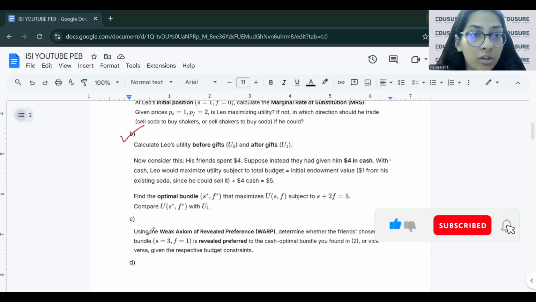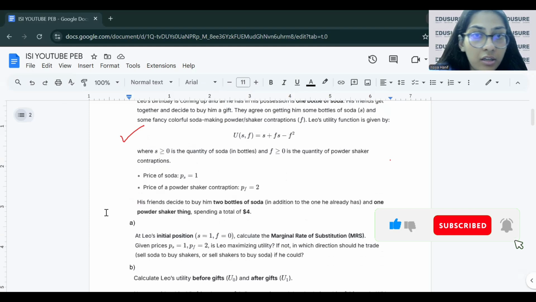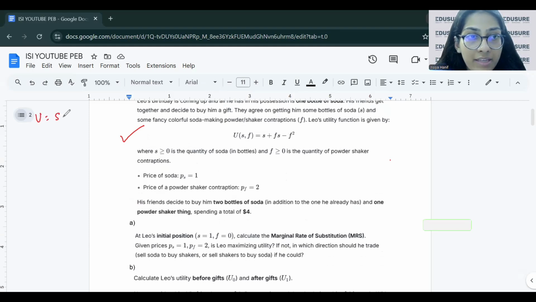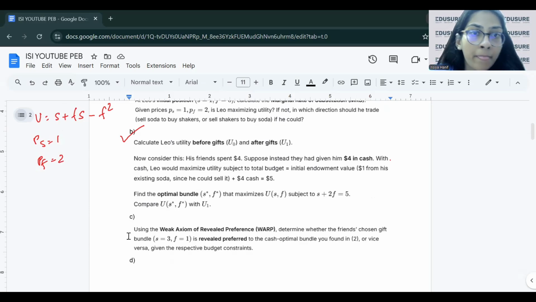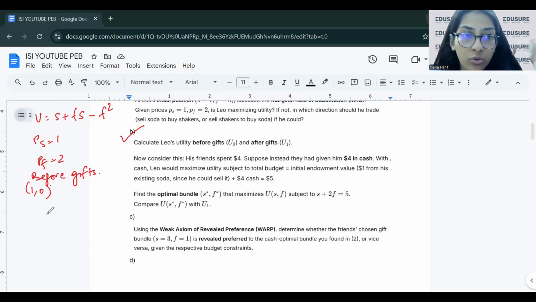Okay, so let's go back to the utility function. What was it? U is equal to S plus Fs minus F square. PS was equal to 1, PF is equal to 2. Okay, let's go back to part B. Leo's utility before gifts: before gifts he had 1, 0, right? So before gifts he had 1, 0. So utility U naught is going to be 1 plus 0 minus 0. So it's going to be 1.